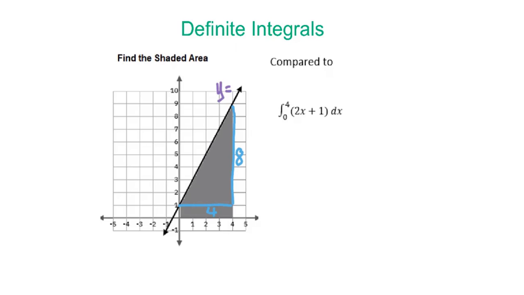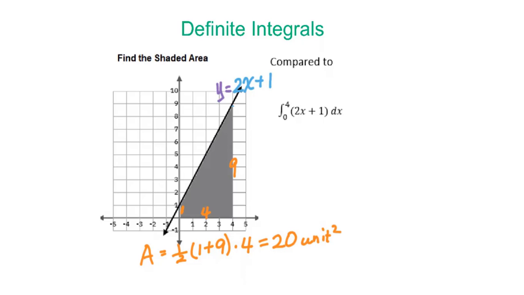This is 4. So it's 2x. The y-intercept is 1, so you have y equals 2x plus 1. For this linear function, you could say the shaded area is a trapezoid. Therefore, here is 1. This will be 9. The height is 4. You will use area equals 1/2 times (1 plus 9) times 4. So you get 20 square units.